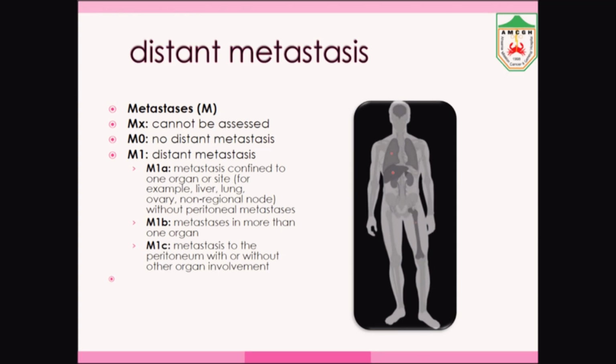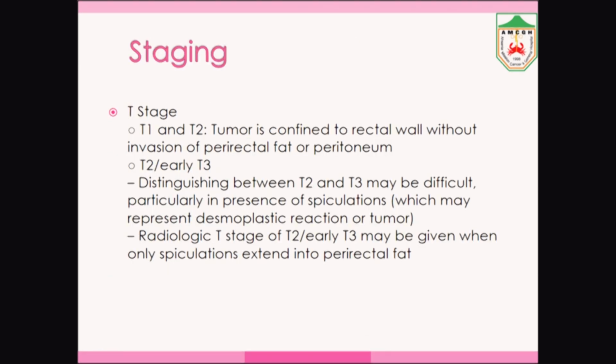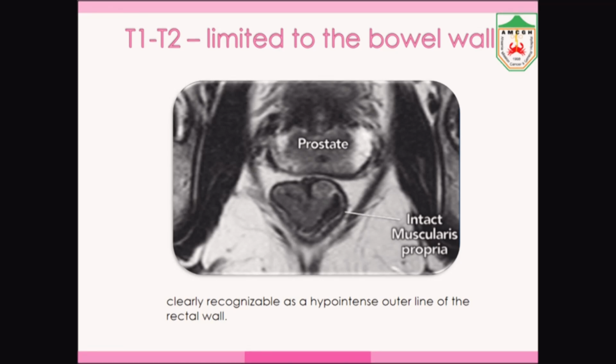Distant metastasis includes M0, no distant metastasis, and M1, distant metastasis, and there is a subcategory. Actually, MRI cannot differentiate T1 and T2. MRI has a specific role for T2 and early T3. For T1 and T2, it is limited to bowel wall thickening, and there is an intact muscularis propria.